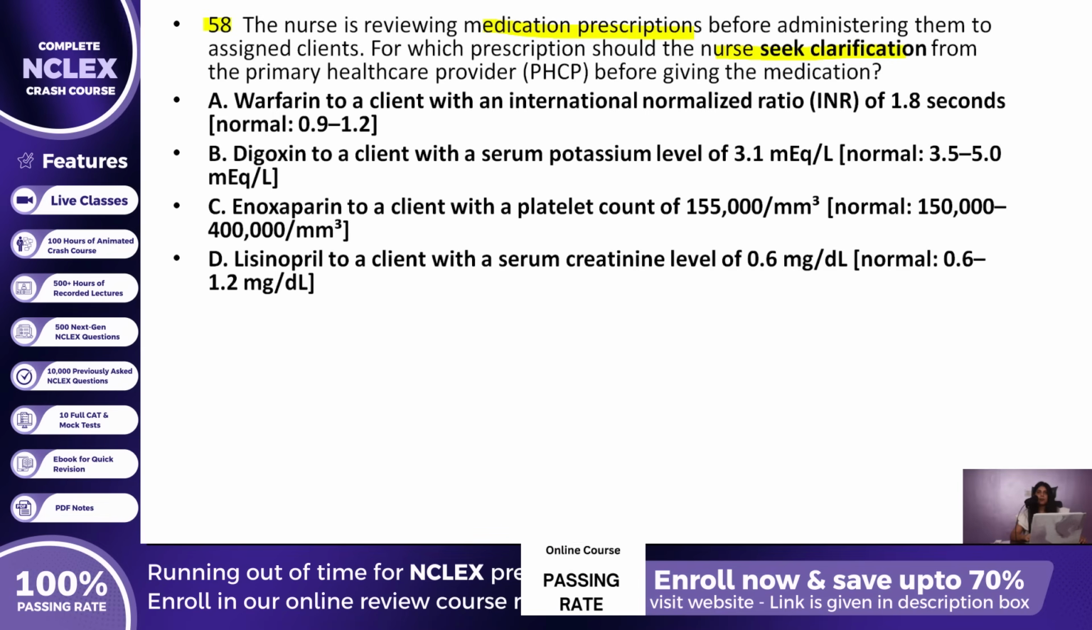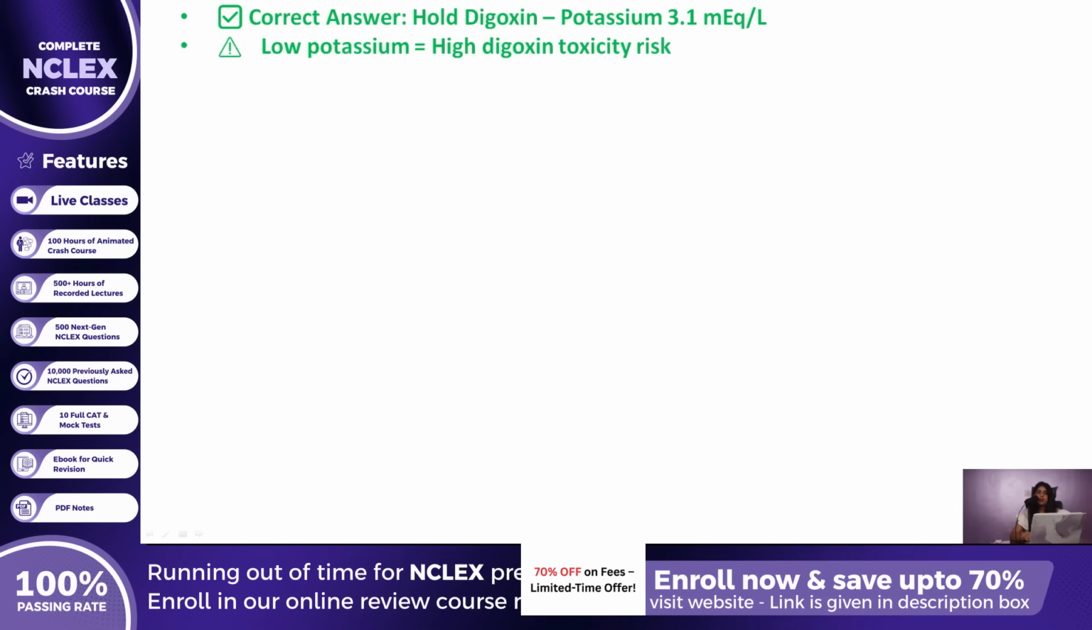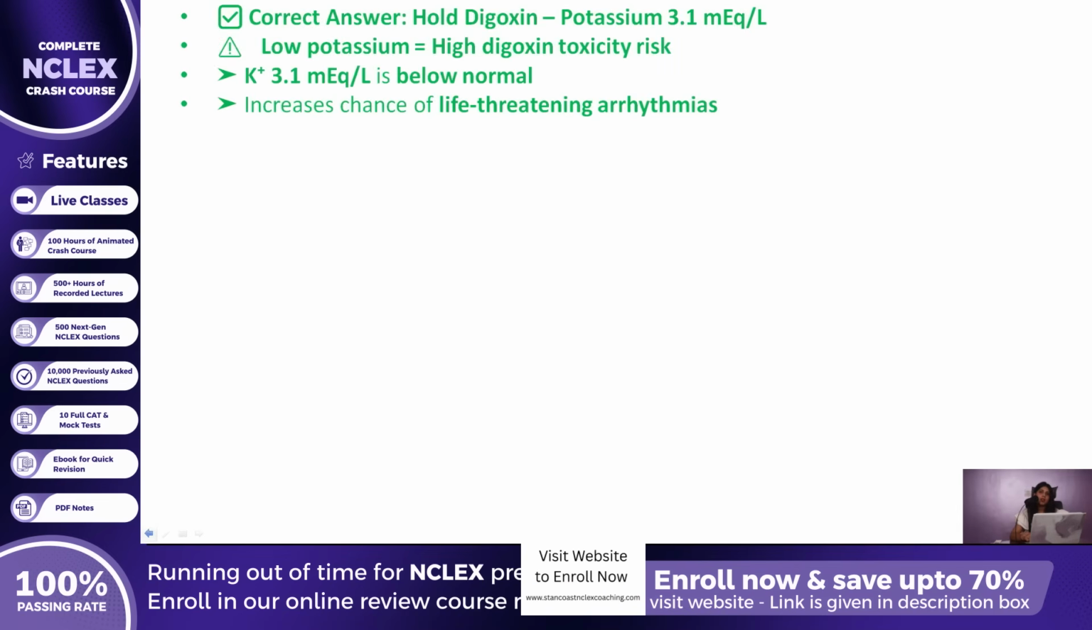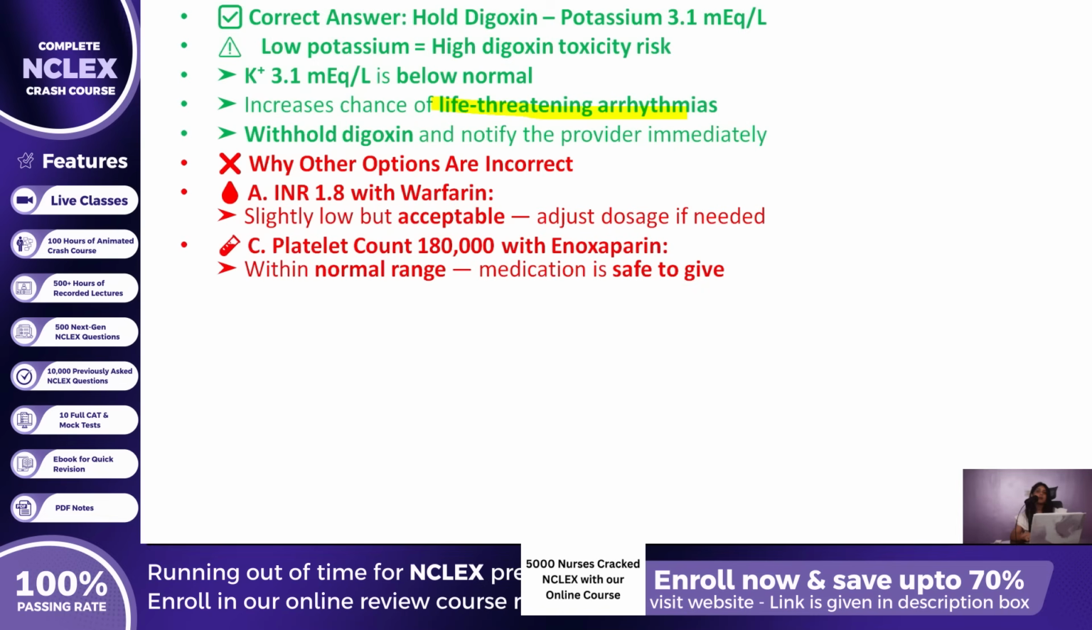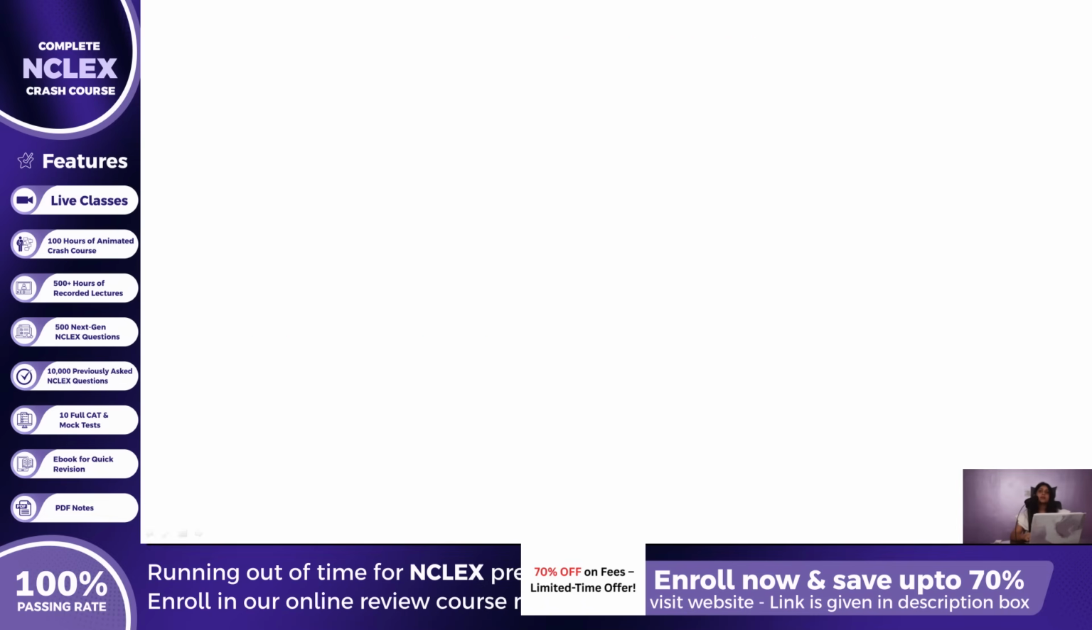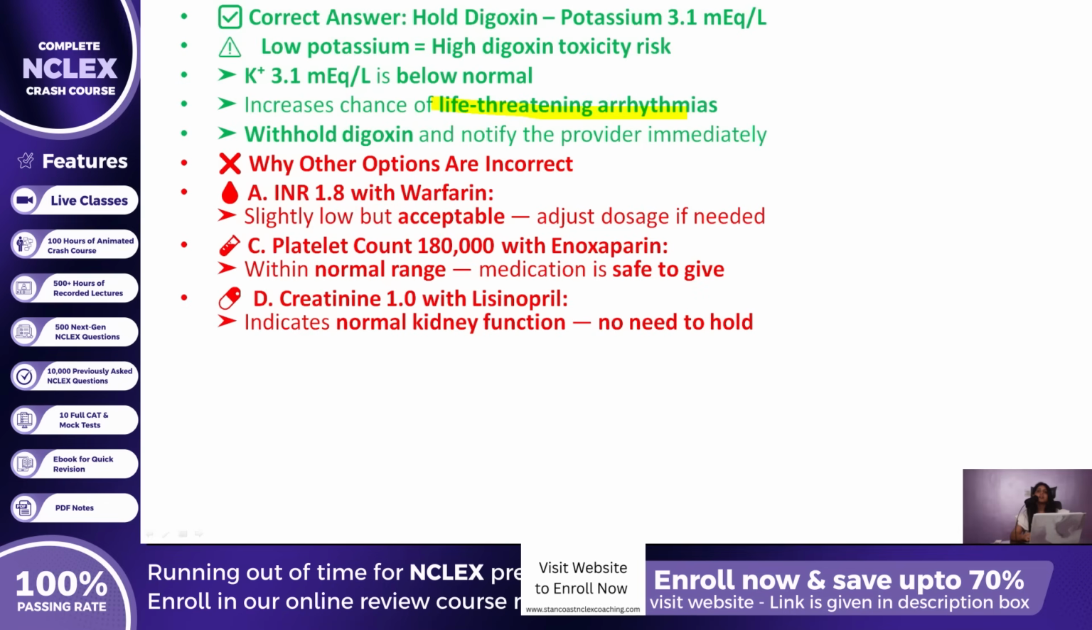The correct answer is Option B. Digoxin should be withheld when potassium is low, like a level of 3.1, as hypokalemia increases the risk of digoxin toxicity and life-threatening arrhythmias. Option A's INR of 1.8 is slightly low but acceptable for warfarin dosing. Option C's platelet count is normal, so enoxaparin can be given. Option D's creatinine is normal and not a reason to hold lisinopril.